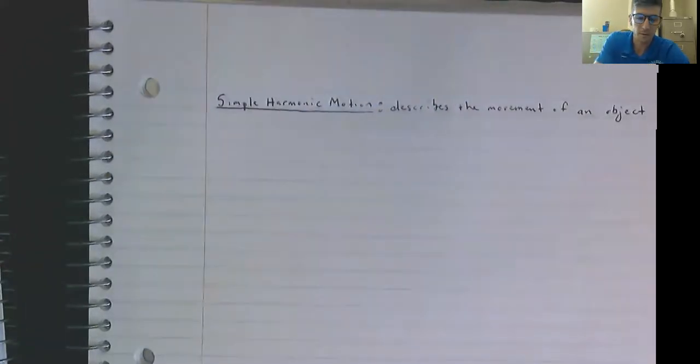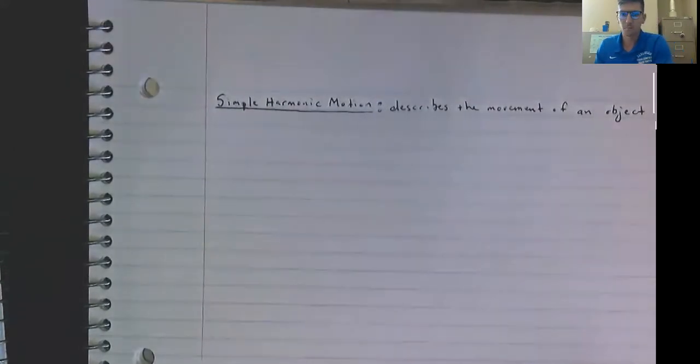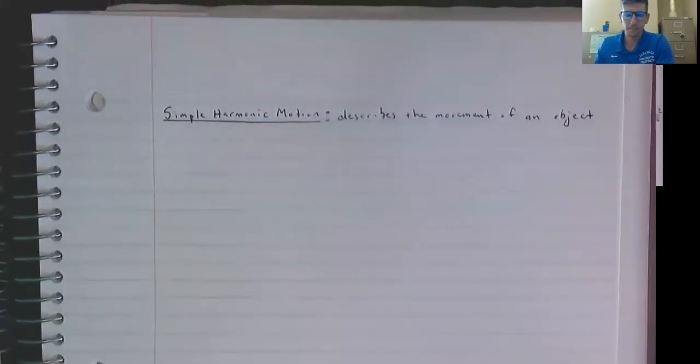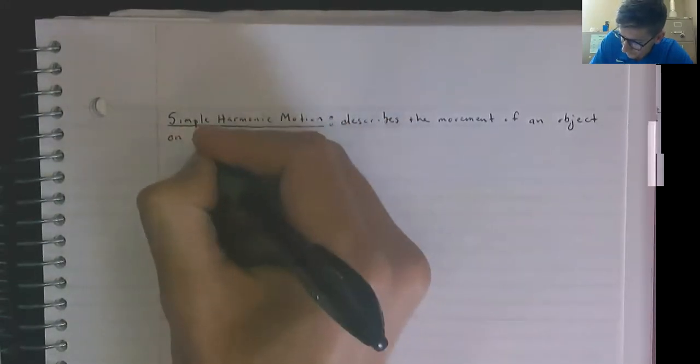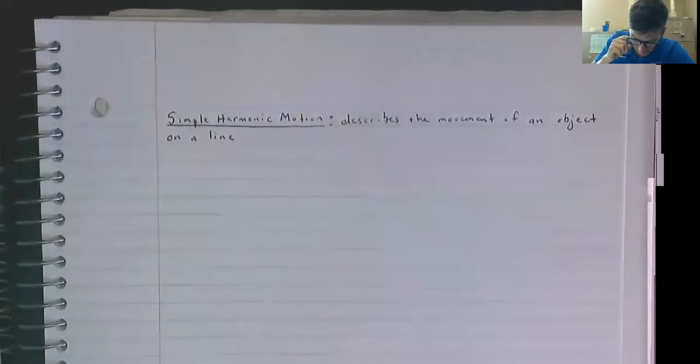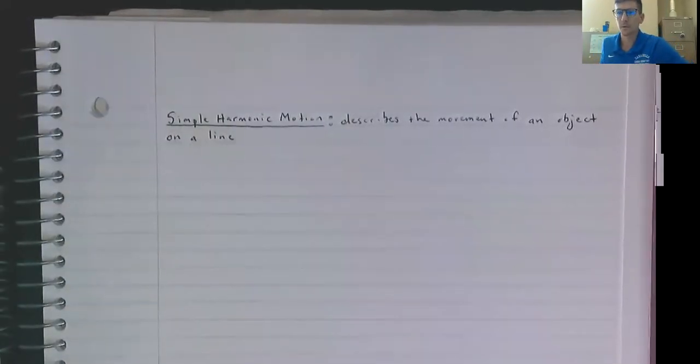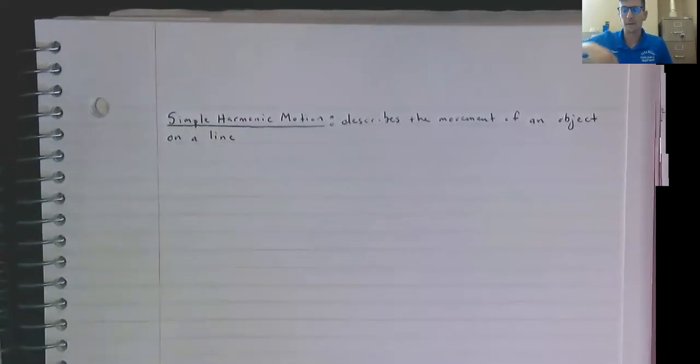Okay. Simple harmonic motion describes the movement of an object. We can follow that. We're okay with that. On a line. Okay, so far it's kind of sounding like rectilinear motion. Kind of similar. Okay, so now we're going to get into Looney Tune land. So, movement of an object on a line.